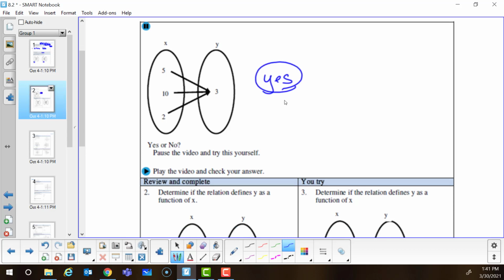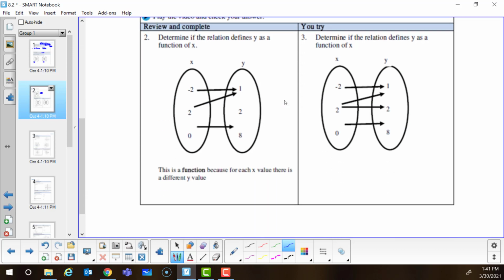Okay, let's do a couple more. There's one on the left that shows a function because even though the negative 2 and 2 are both pointed to 1, I still have just one arrow coming out. But in this one on the right, 2 has got 2 arrows coming out, so this one is not a function.